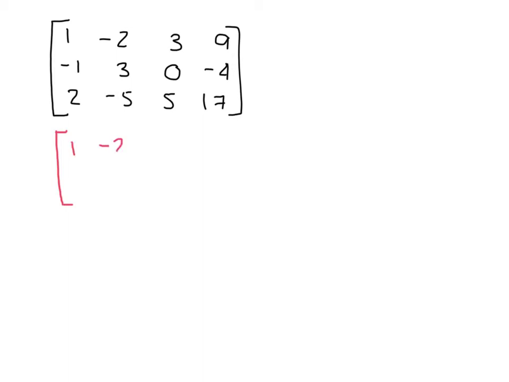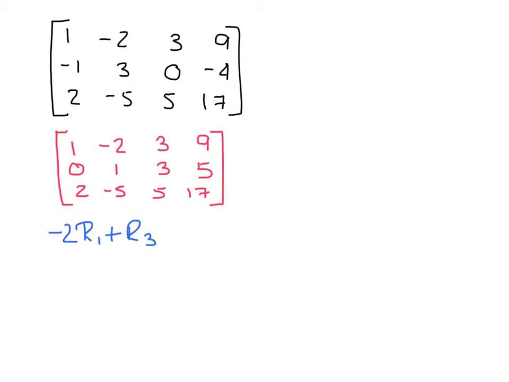So row 1 stays. When I add row 1 to row 2, I get 0, 1, 3, and 5. And now on the bottom row, I'm going to have 2, -5, 5, 17. The next thing I want is a 0 in this position. I would want a 1 in this position. It's already there, so I can skip down here. I want a 0 here, so I'm going to multiply row 1 by -2 and add that to row 3. So let's go ahead and do that.